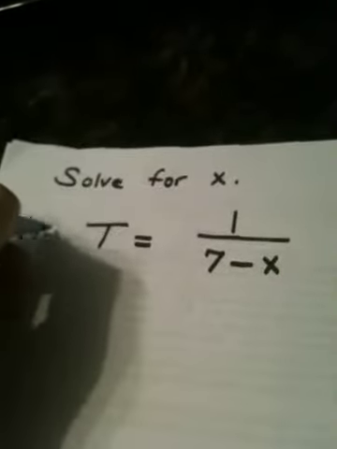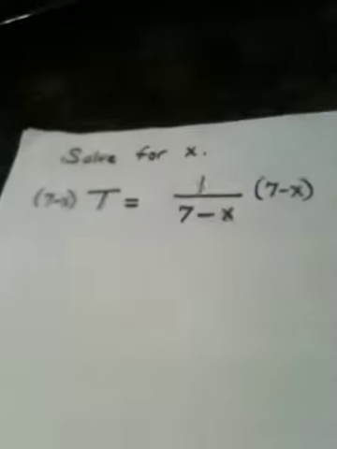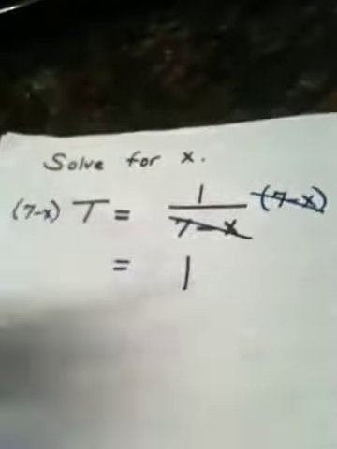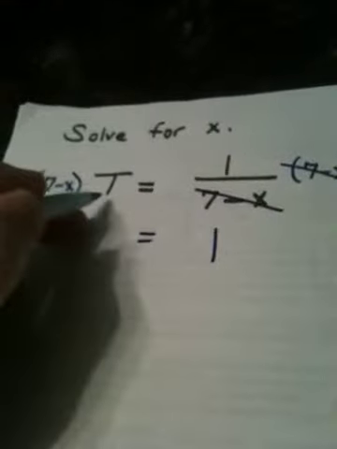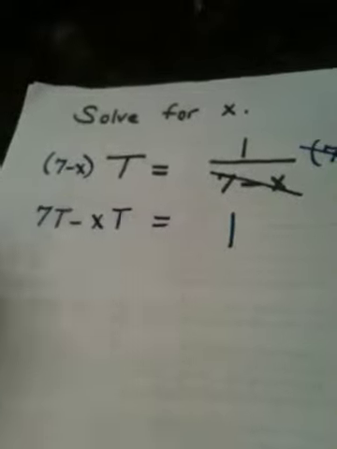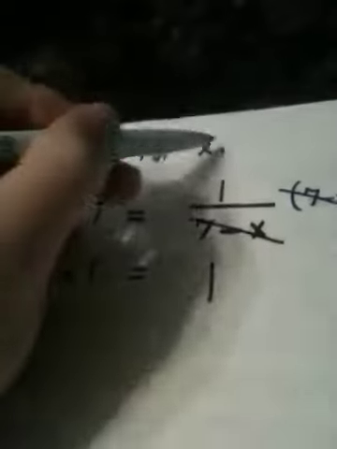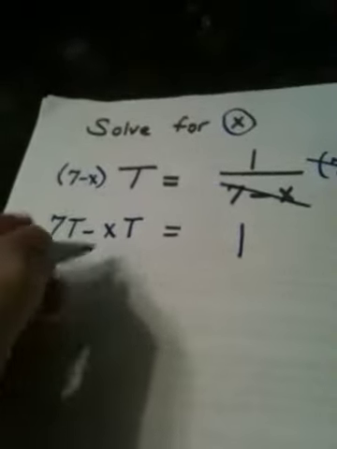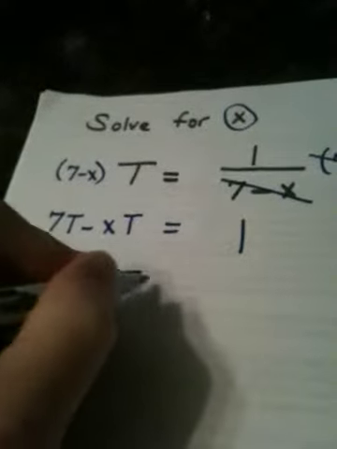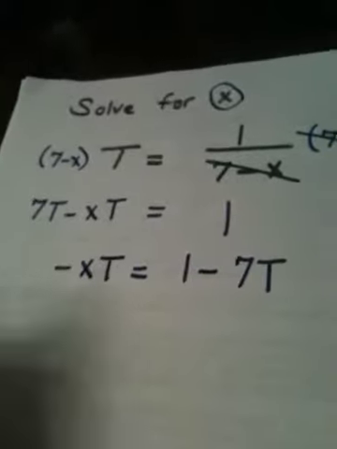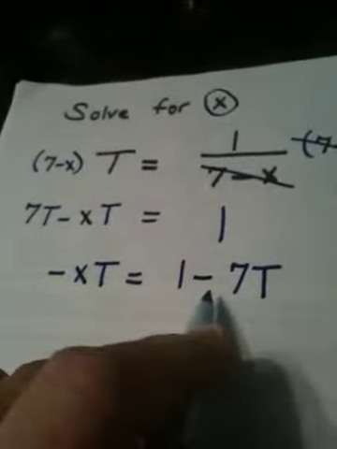So they told me to multiply both sides of the equation by 7 minus x. Okay? On this side, I'm left with a 1. Over here I distribute 7 times t minus x times t. We're solving for x. If I subtract 7t from both sides, I have the opposite of xt equals 1 minus 7t. Now remember, these don't combine, they're not like.